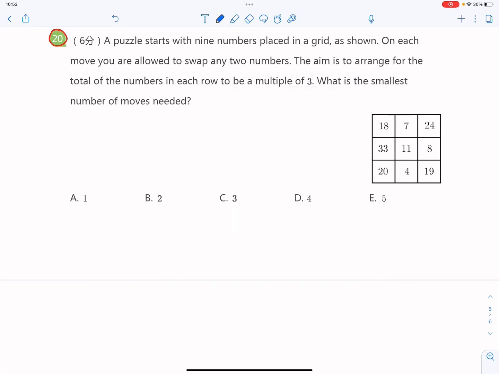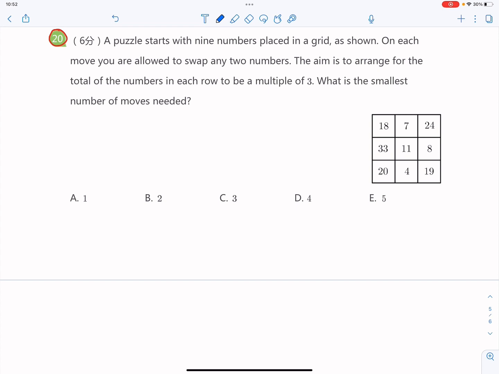Midterm exam, question number 20 of competition level. A puzzle starts with 9 numbers placed in a grid as shown. On each move, you are allowed to swap any 2 numbers. The aim is to arrange for the total of numbers in each row to be a multiple of 3. What is the smallest number of moves needed?